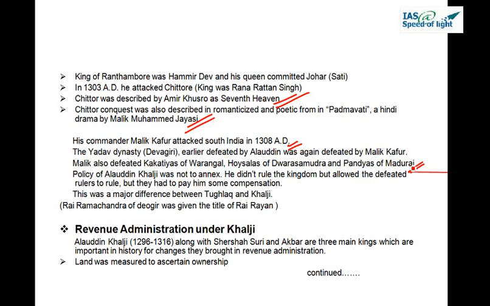The policy of Alauddin Khalji was not to annex, we have seen that. He didn't rule the kingdom but allowed the defeated ruler to rule, and they had to pay him some compensation. This is the major difference between the Tughlaqs and the Khaljis that we have seen. Rai Ramachandra of Devgiri was given the title of Rai Rayan as well.